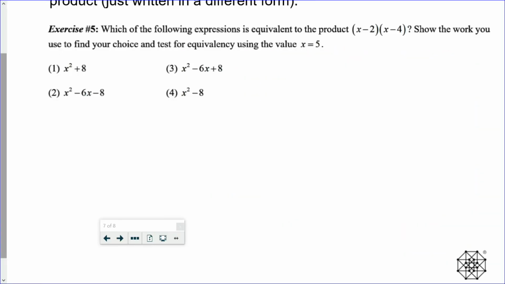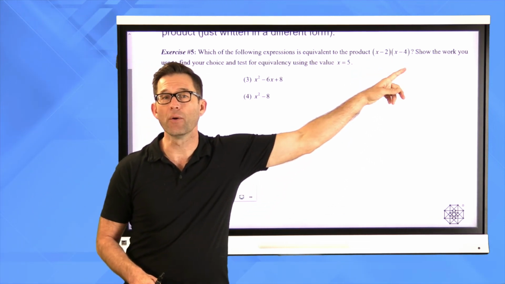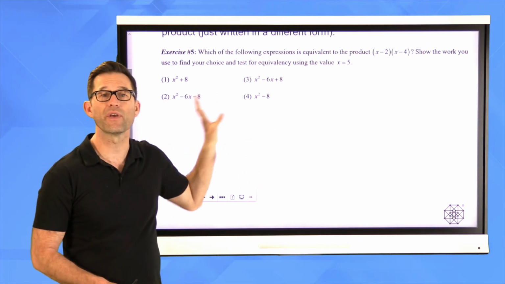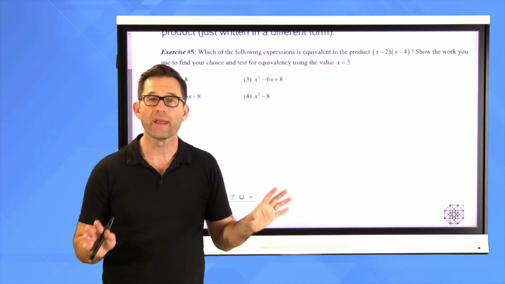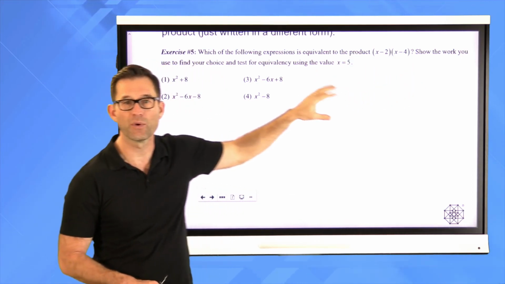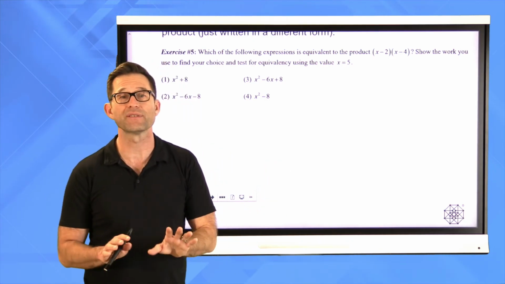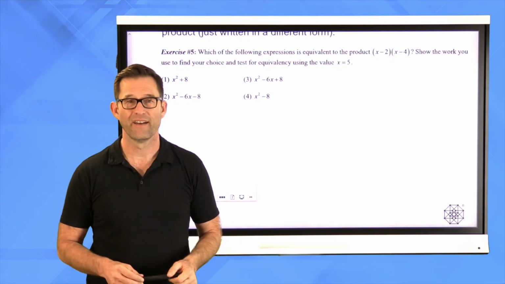Exercise number 5. Which of the following expressions is equivalent to the product x minus 2 times x minus 4? Show the work you use to find your choice and test for equivalency using the value x equals 5. All right, well, take a moment, try to find the product of these two binomials, see which one of these 4 choices you think is correct. Once you think you have the right answer, then take x equals 5, substitute it both into the original expression and whichever one of these things you think is correct, and see, do they have the same final value? Pause the video now and go ahead and try this.